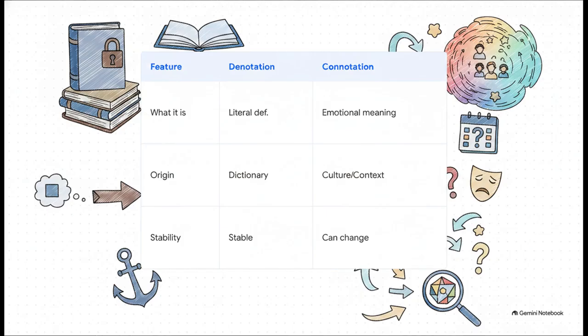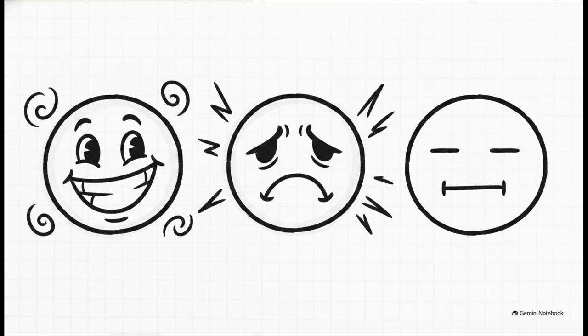When we break down these features, a really clear pattern emerges. While the denotative meaning comes straight from the dictionary and stays mostly stable, the connotative meaning comes from culture, experience, and context. Because of that, connotations can actually shift around depending on your audience or even the time period. So the facts stay the same, but the feelings totally change. We generally lump these feelings into 3 buckets: positive, negative, and neutral.